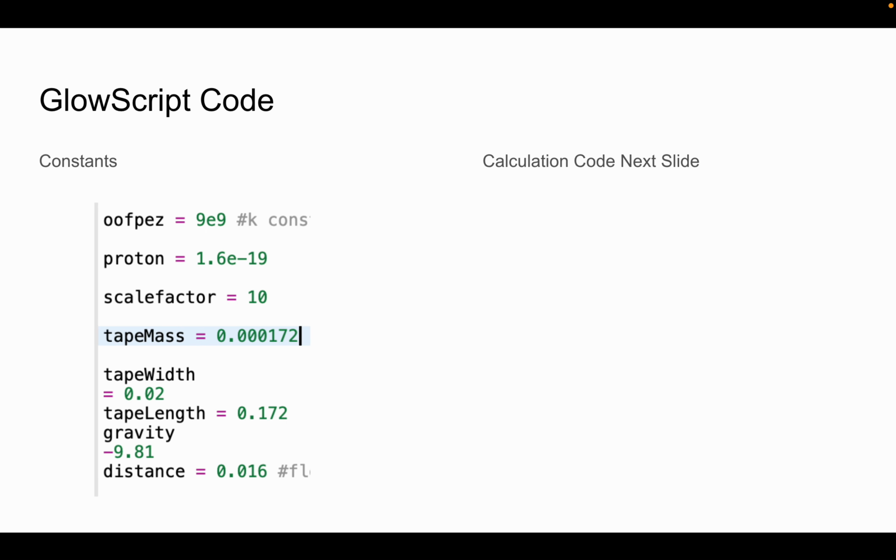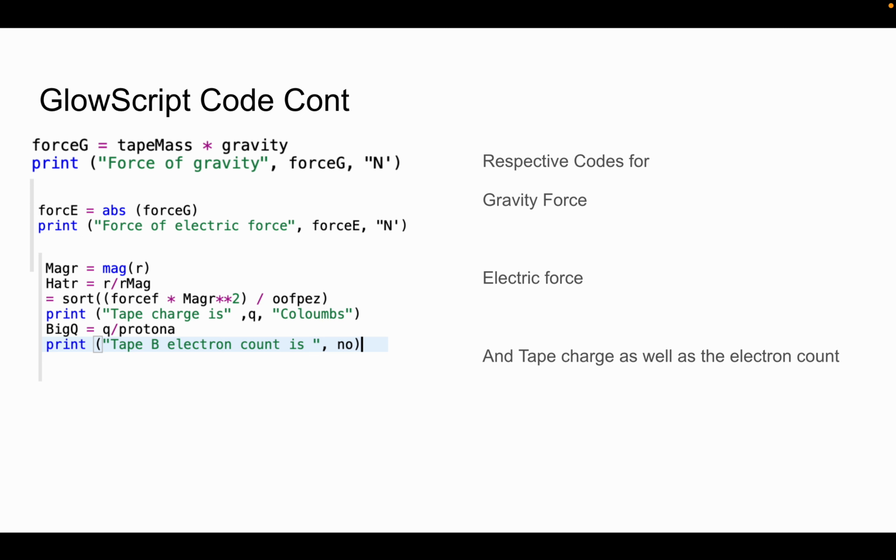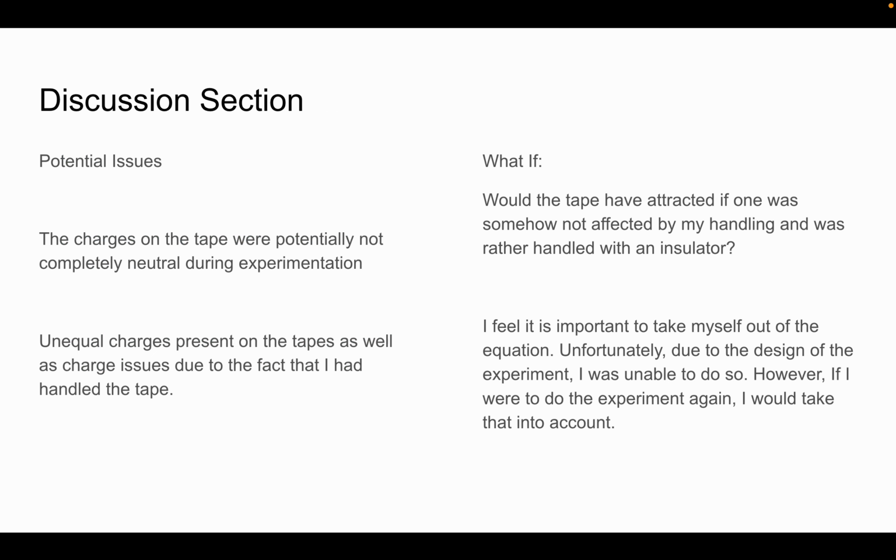Here is my code, with all the constants that were mentioned right here replicated into my code. The calculation code will be on the next slide. So the calculation code here, you have the force of gravity calculation, and then you have the electric force, and then the tape charge and electron count code.